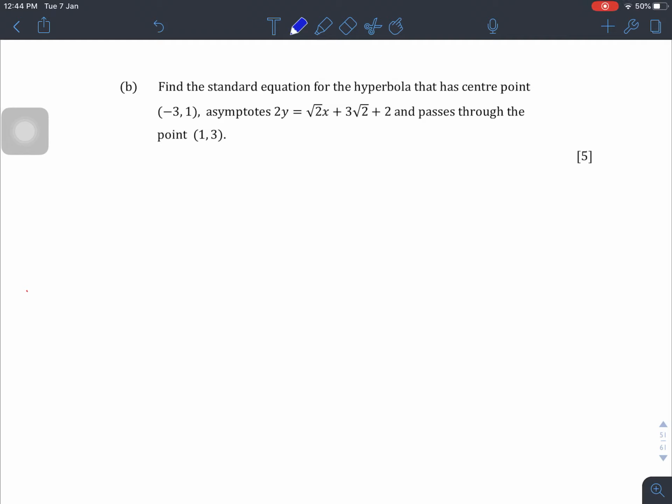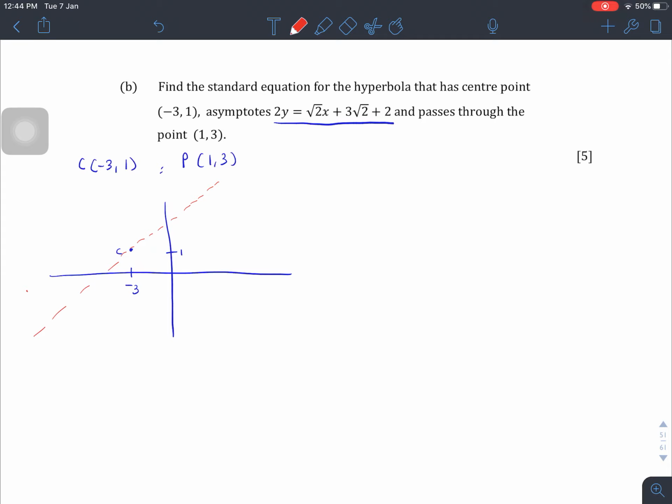Another method to find the standard equation of the hyperbola is to try to sketch the graph with the given information. The given information here is center (-3, 1), it passes through (1, 3), and you have the asymptote over here. So you know the center for sure, (-3, 1). And through this center, you will have two asymptotes.